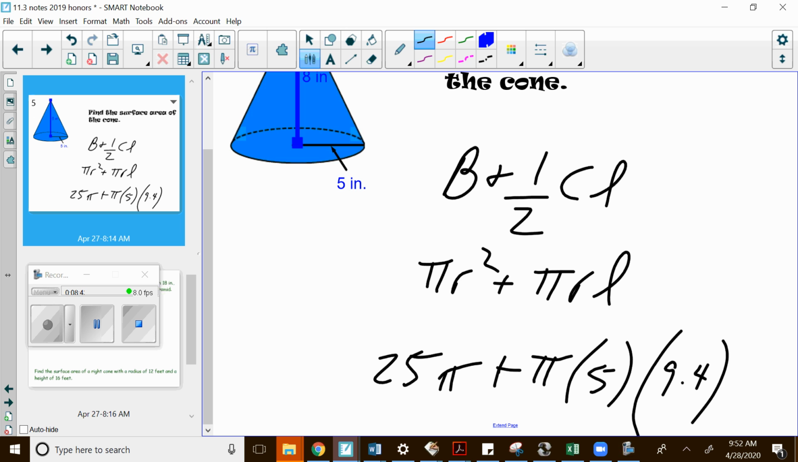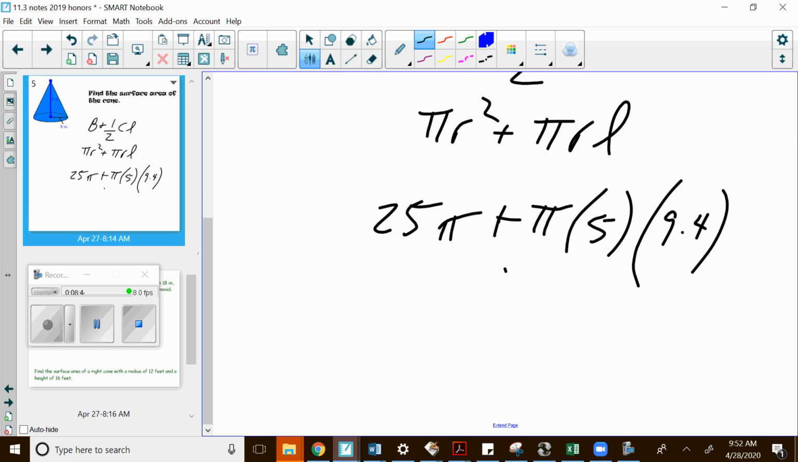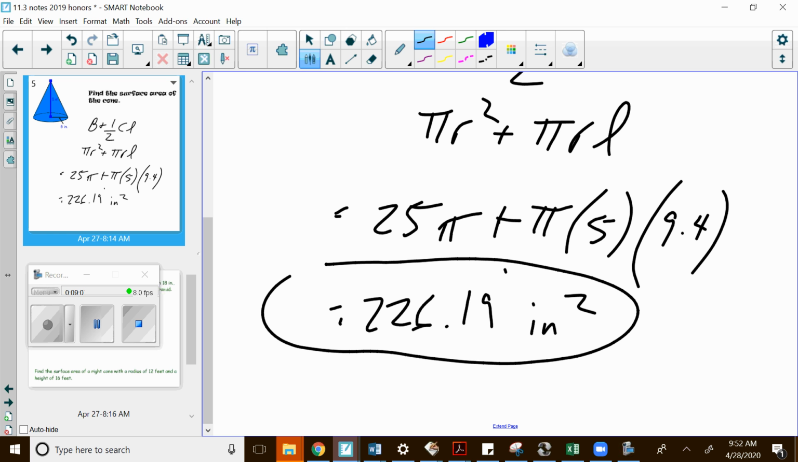All right, now it's just calculator work after that. 25 pi plus pi times 5 times 9.4, and you're going to arrive at 226.19, and we were in inches, I believe. Yes, inches squared. Okay, surface area of pyramids and cones.